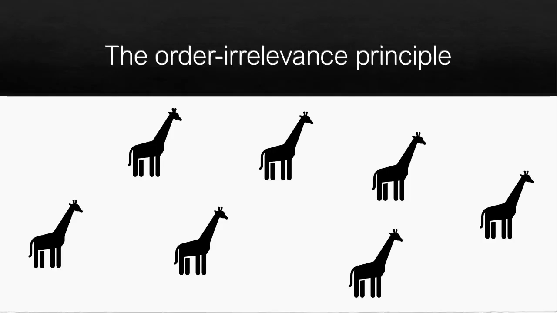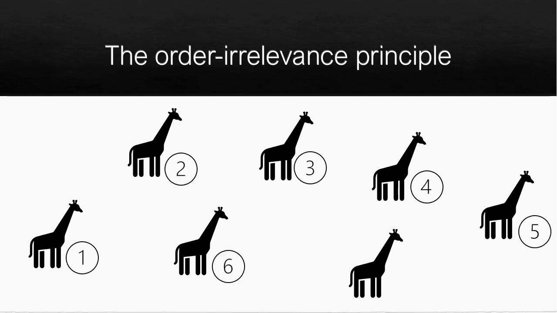Let's count these giraffes. 1, 2, 3, 4, 5, 6, 7. I have 7 giraffes in total. So I've illustrated that I understand the one-to-one principle. I understand the stable order principle. I understand that there is a final total that I'm looking for, and 7 was the number of giraffes that I have in this group, so I understand the cardinal principle.